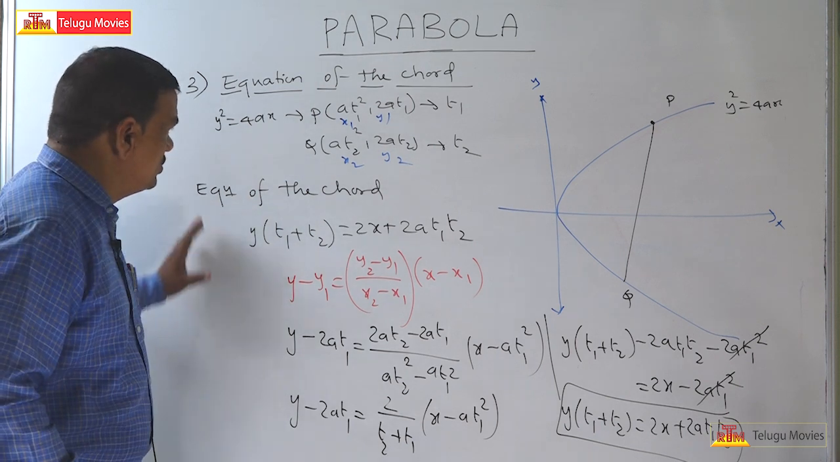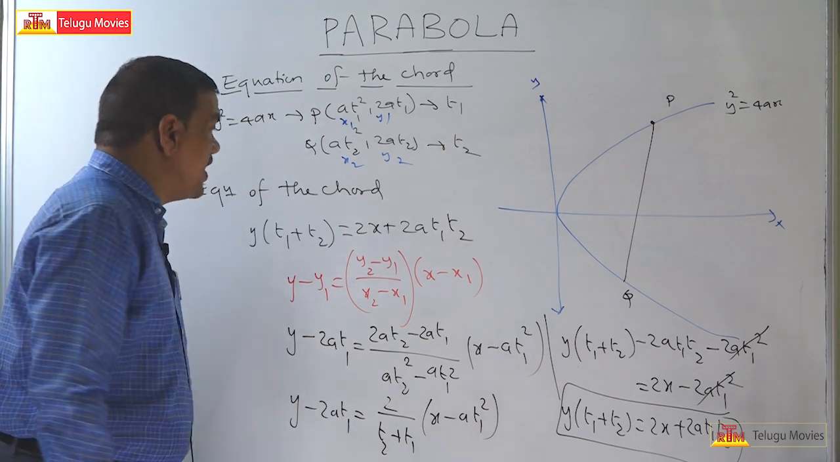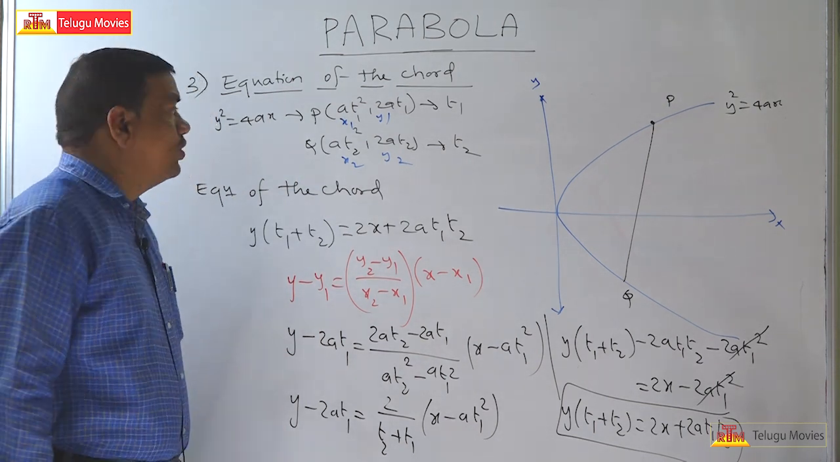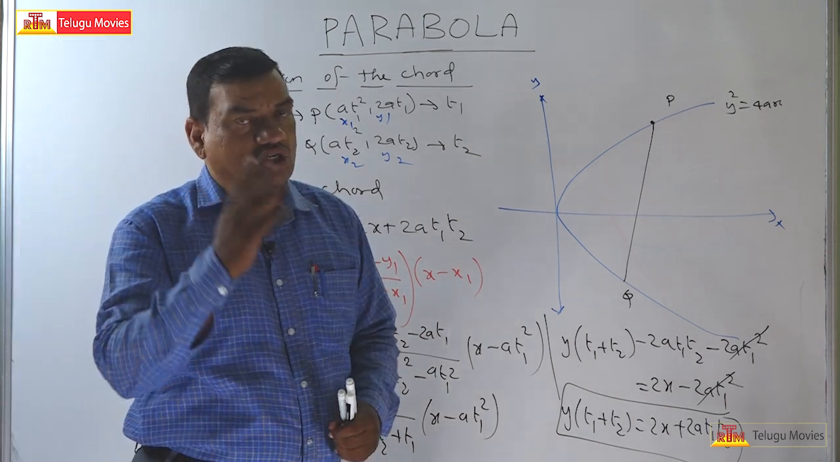Okay, right. So this is the proof of the equation of the chord joining the two points t1 and t2. I hope that you understand this concept. So let us go for the next concept.